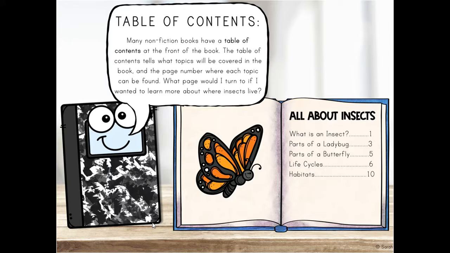Table of contents. Many nonfiction books have a table of contents at the front of the book. The table of contents tells what topics will be covered in the book, and the page number where each topic can be found. What page would I turn to if I wanted to learn more about where insects live? If I want to know where insects live, I want to look at the habitats chapter. The habitats is going to tell me where they live. This book's going to tell me what is an insect, parts of a ladybug, parts of a butterfly, life cycles, and habitats, which means where do they live?